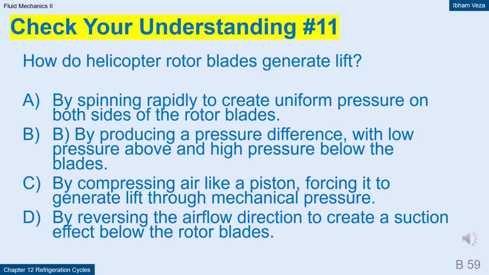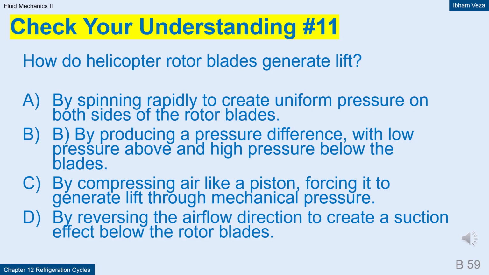Correct answer: B, by producing a pressure difference with low pressure above and high pressure below the blades. Explanation of incorrect options. Option A. Uniform pressure on both sides of the rotor blades would not generate lift. Lift relies on a pressure difference.